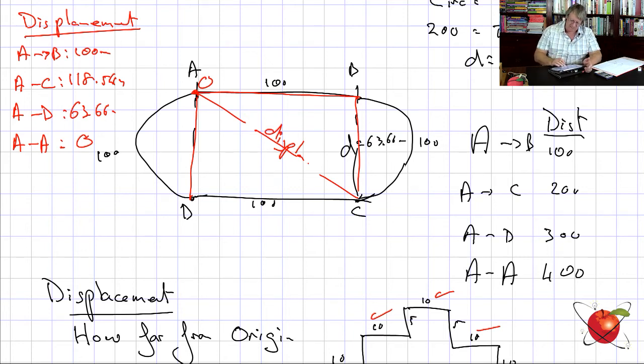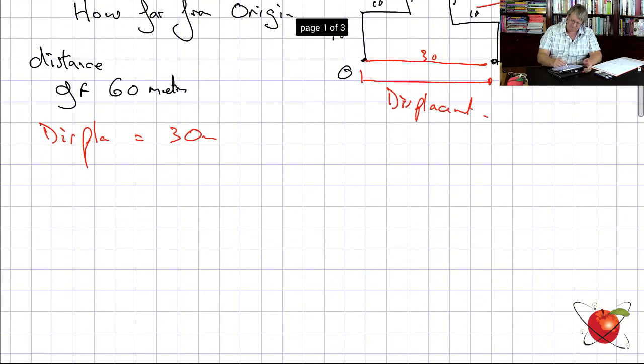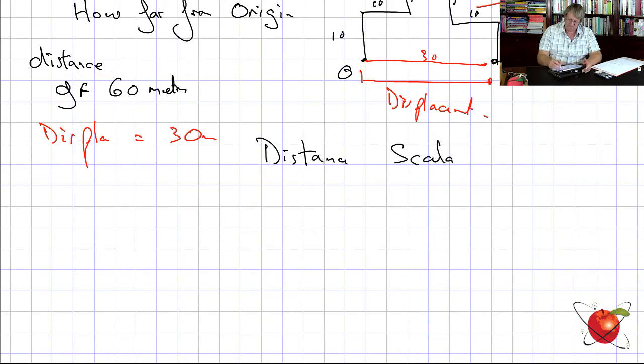But the difference is this, okay? And this is the key. A distance is a scalar. Displacement, yep, you've got it, is a vector.